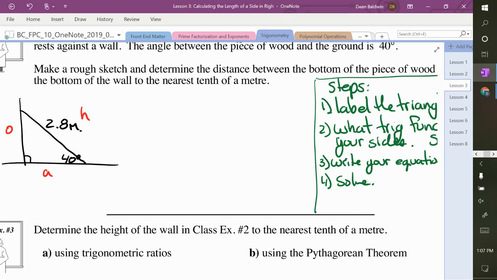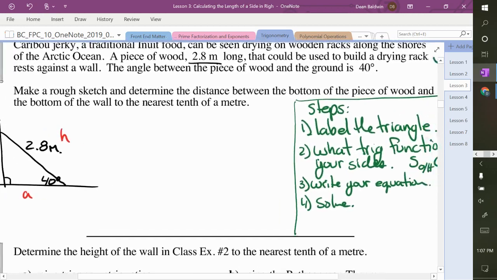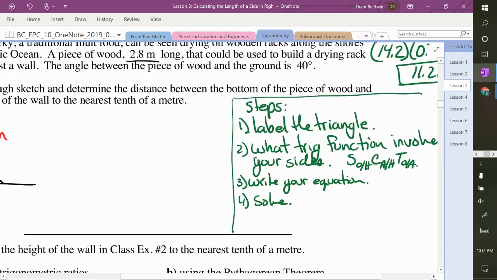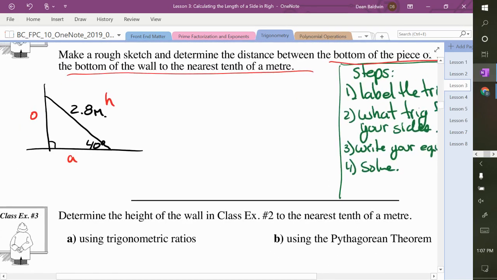What am I actually trying to find? Find the distance between the bottom of the piece of wood and the bottom of the wall. So I'm basically trying to find this distance. So what side and what side am I given? What side am I trying to find? Adjacent and hypotenuse. Which trig function is adjacent and hypotenuse?